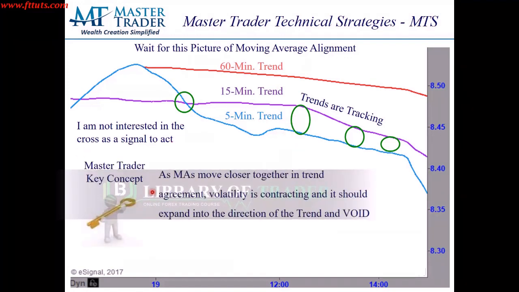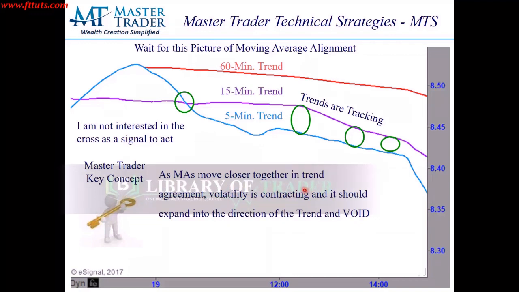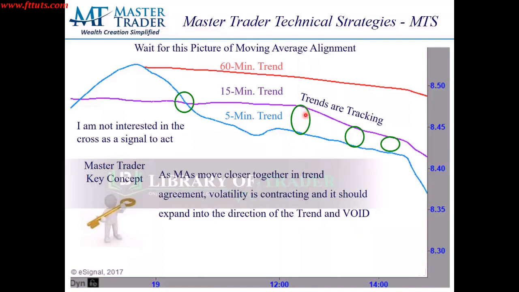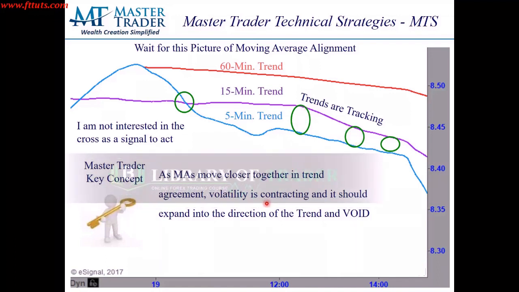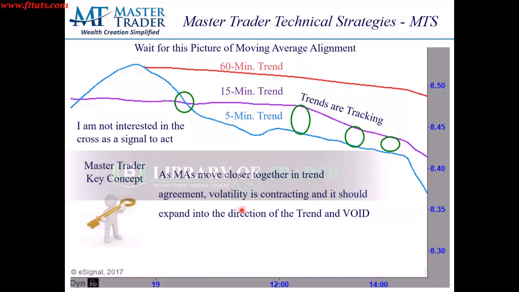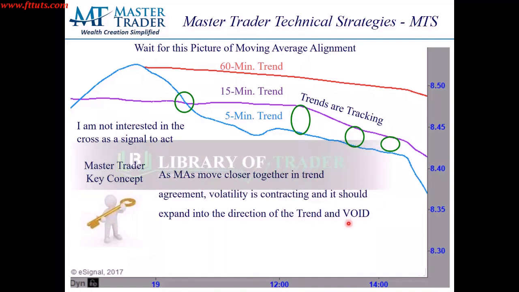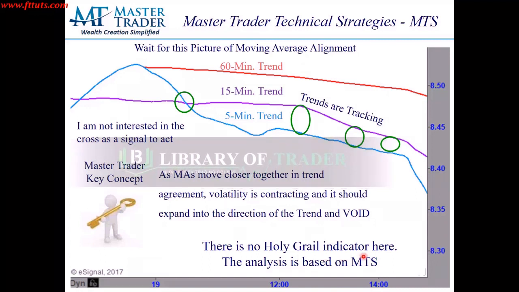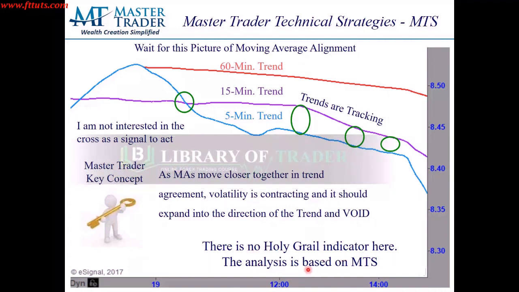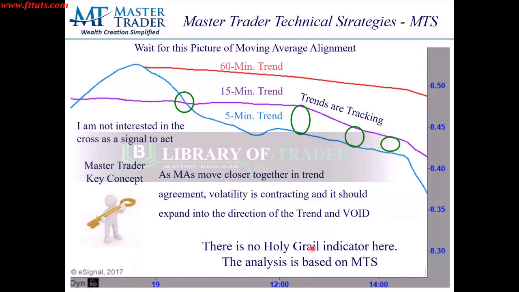There's a master trader concept. As those moving averages get close together in trend agreement, volatility contracts. You can see how they're getting closer together. And it should expand. Volatility should expand, meaning prices should begin to move faster in the direction of the trend and the void. There's no holy grail indicators here. This is just analysis that's based on master trader technical strategies.